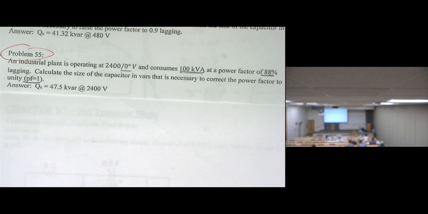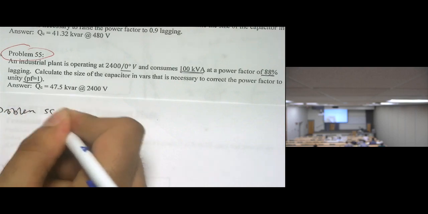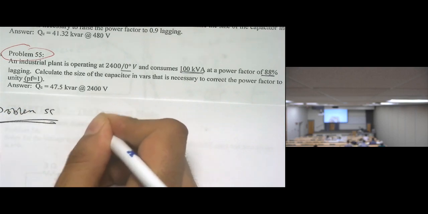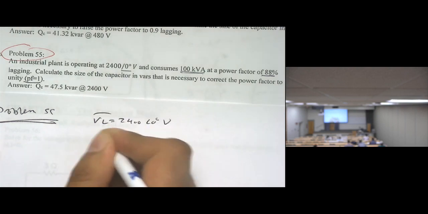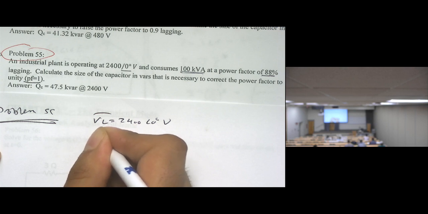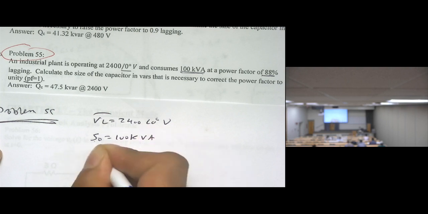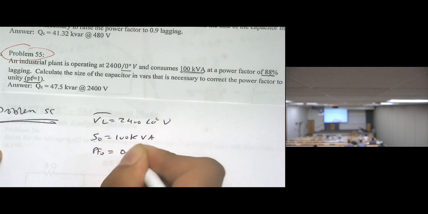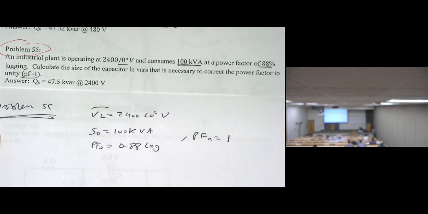How can I solve this problem? Let's write the available information. We have V load equal 2,400 angle 0, and we have S_O equal 100 kilovolt ampere. We have power factor original 0.88 lag, and power factor new, we need to make it 1. How can I do my analysis? So let's go back to the worksheets.